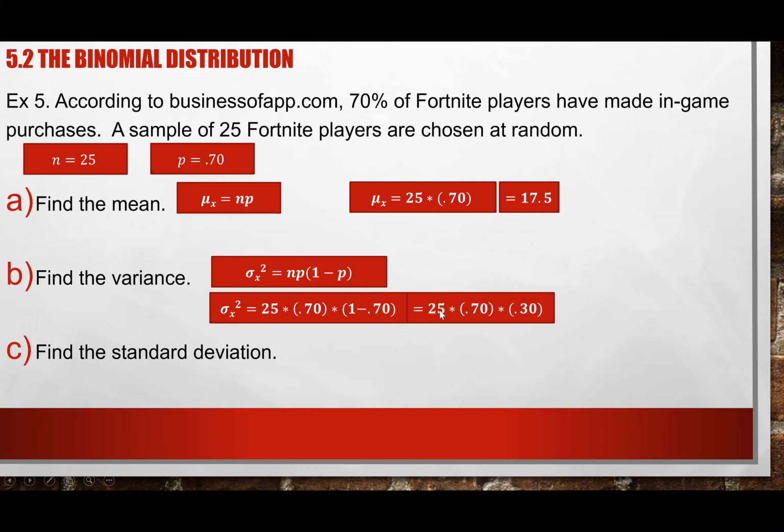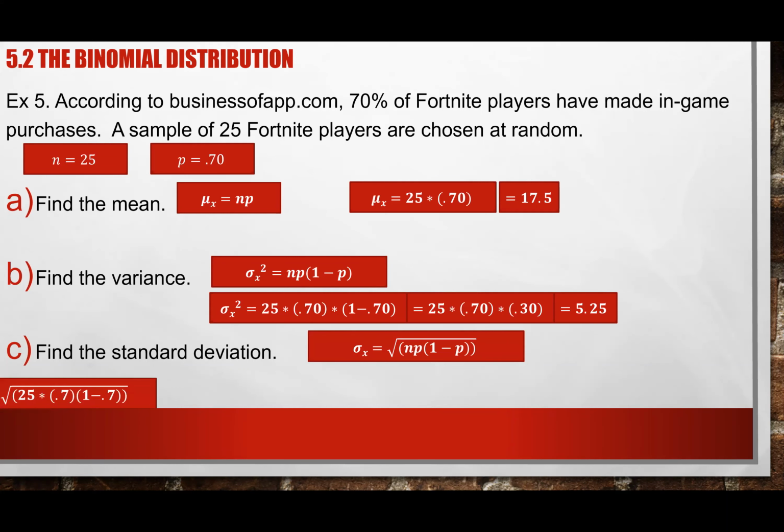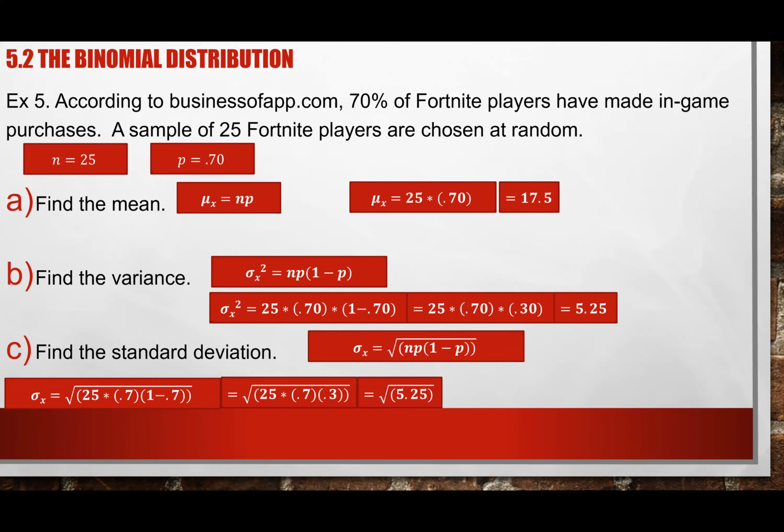But again, look at this here. Everybody see that 25 is my n, 0.70 is my p, 0.30 is 1 minus p. If I multiply this, I will have the variance of 5.25. And how do I find the standard deviation? Whatever my variance is, I take the square root of that, which is the square root of 25 times 0.7 times 1 minus 0.7, which is 25 times 0.7 times 0.3, which gives me the square root of 5.25, which gives me 2.2913. Can't you just square root the variance? Yes, that's it. That's all.